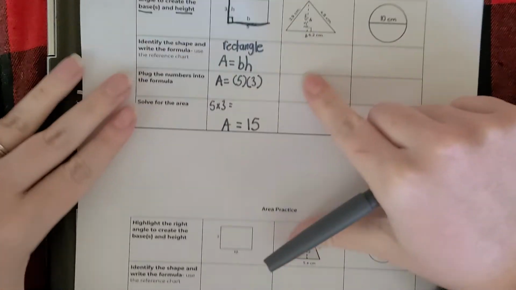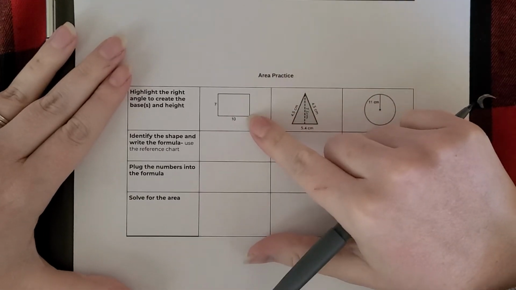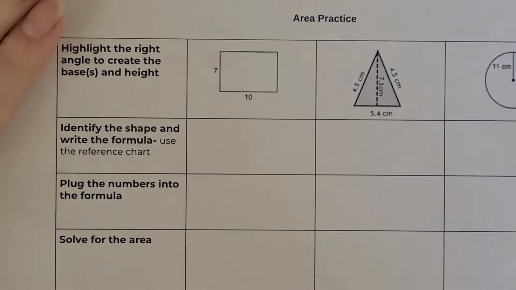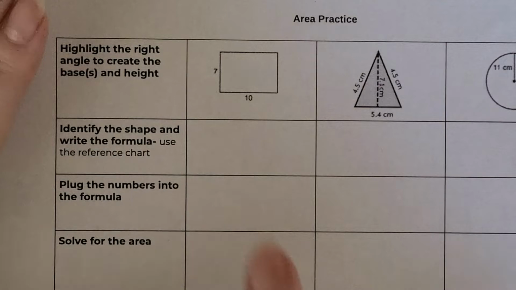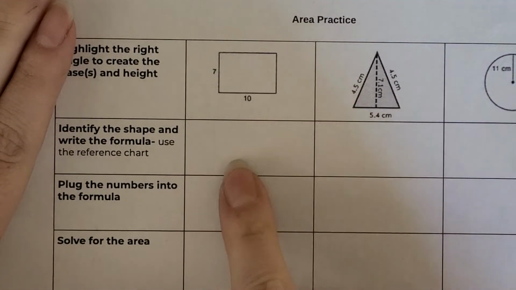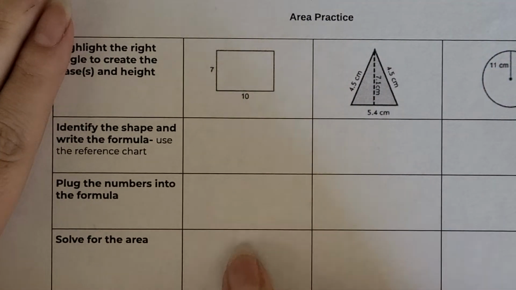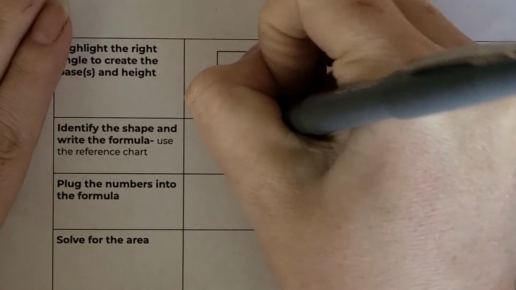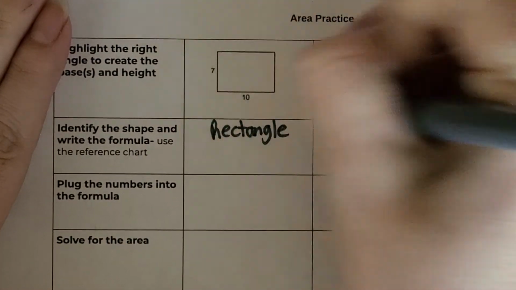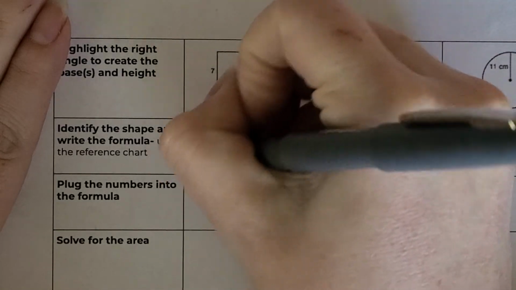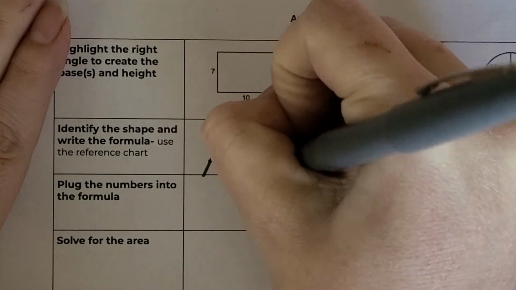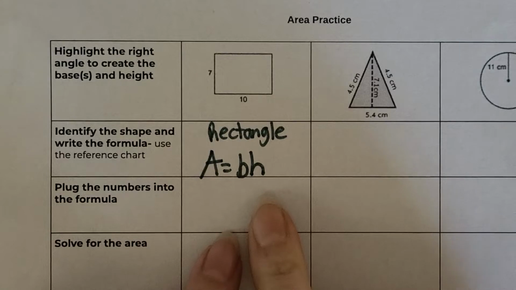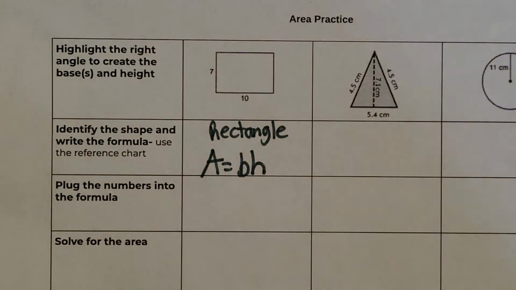All right, I want you to go look down at the bottom, okay? Go ahead and solve this one by yourself, all right? Pick your formula, plug in the numbers, and then you're gonna go ahead and solve. Remember, this is a rectangle. Go find that on your reference chart, and it says area equals base times height. All right, plug in your numbers and go ahead and solve.